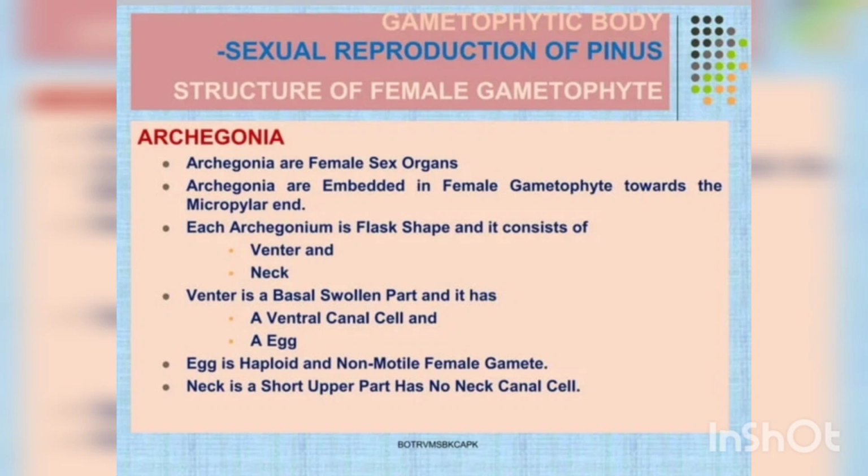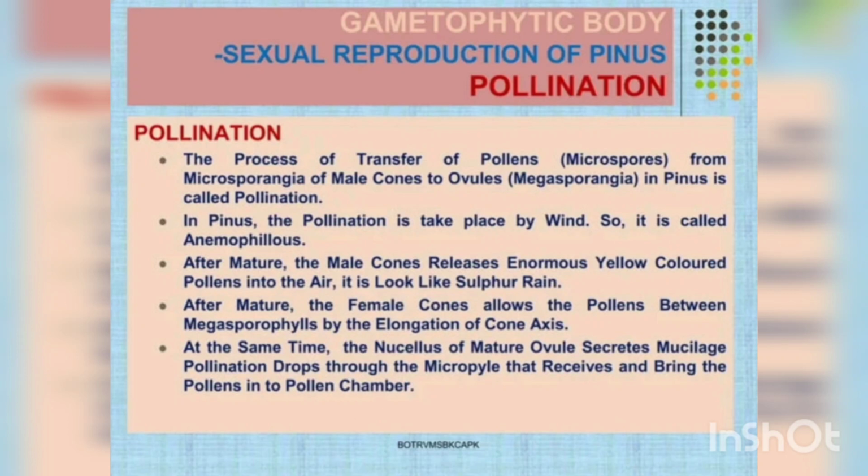Everything is not needed. So just understand where the female gametophyte is present and what it contains. It contains the egg, which is a haploid, non-motile female gamete. Now what happens, as I told you, at the 3-cell stage the pollen grains are transferred from the male gametophyte or the male cone to the female cone through wind pollination, isn't it?